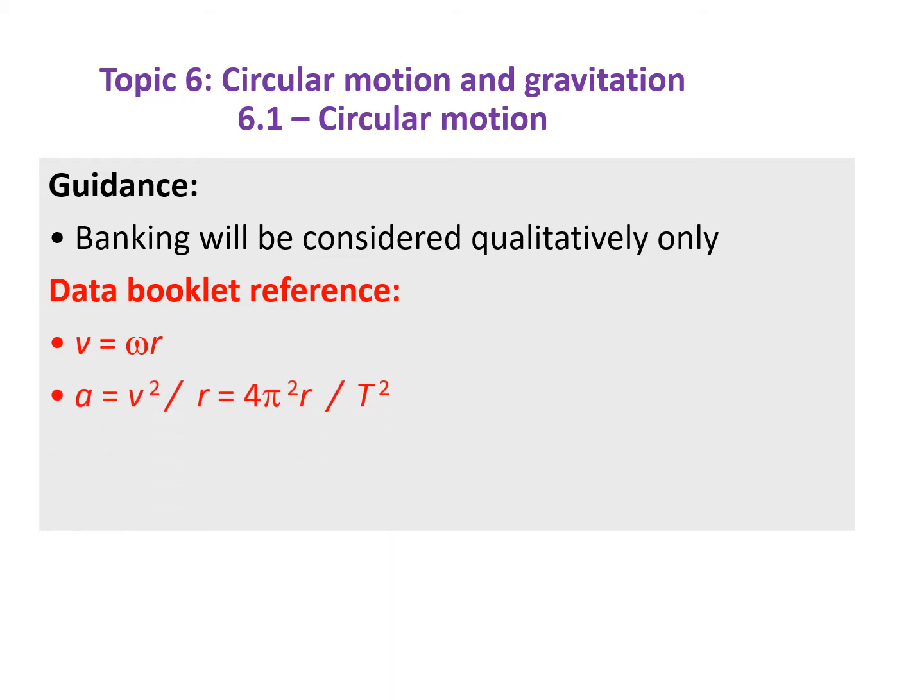a equals v squared over r, centripetal acceleration. Centripetal acceleration also equals 4 pi squared times r divided by T squared, where T is the period of the motion. Centripetal force, F equals m v squared over r. The other equation is m omega squared r, and again, omega is angular speed or angular velocity.